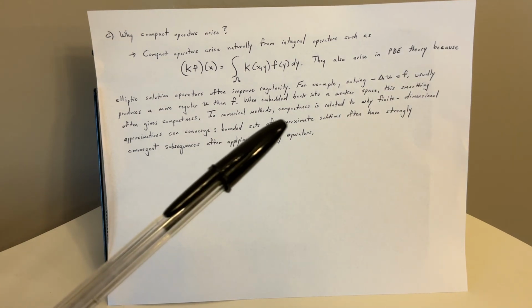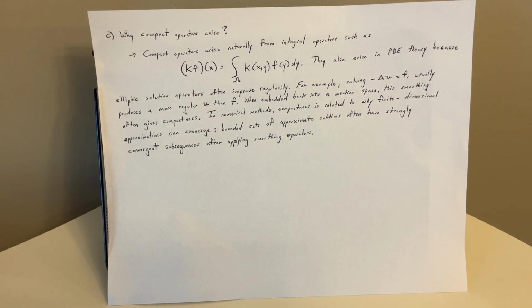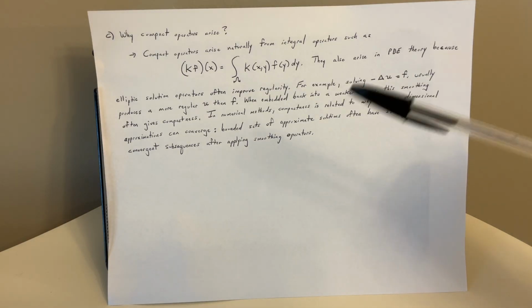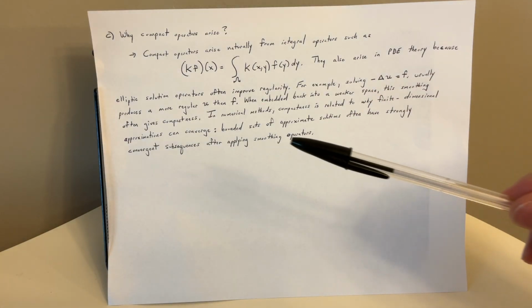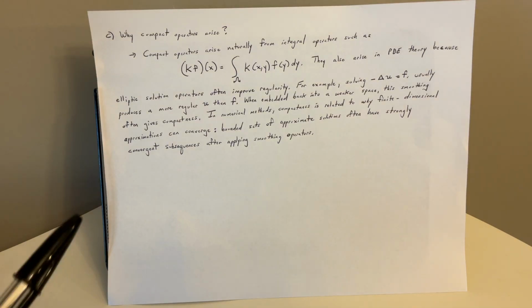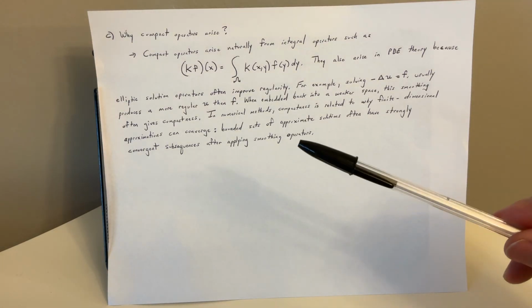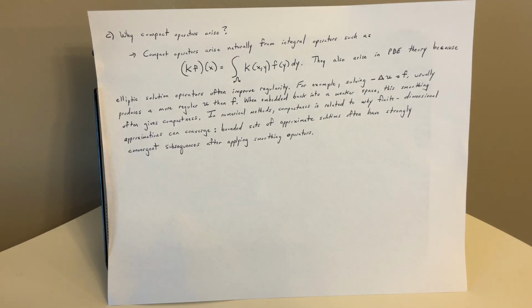In numerical methods, compactness is related to why finite dimensional approximations can converge, and bounded sets of approximate solutions have strongly convergent subsequences after applying smoothing operators. Okay, so that's all. That's parts 1, 2, and 3.